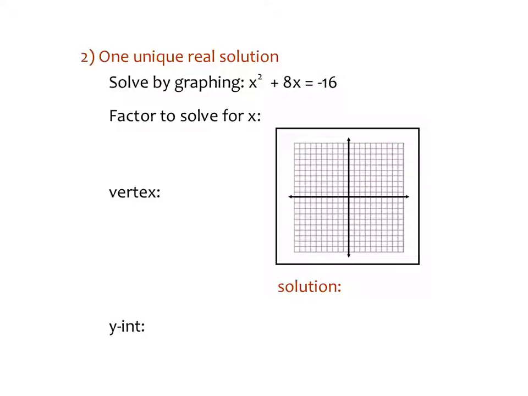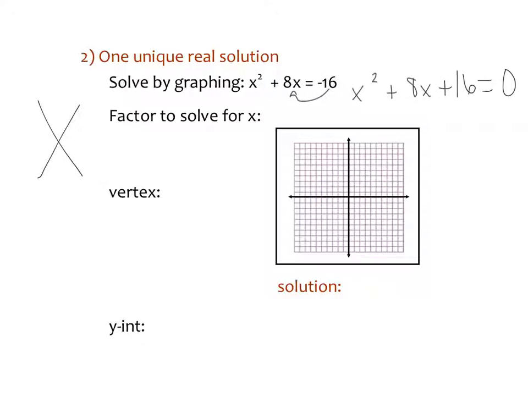So we're going to solve by graphing x squared plus 8x equals -16. And again, to help us out, to try and figure out where exactly the solutions are, let's try factoring. But in order to factor, I need everything equal to 0. So I'm going to move over this -16 to the other side, and I'm going to get x squared plus 8x plus 16 equals 0.